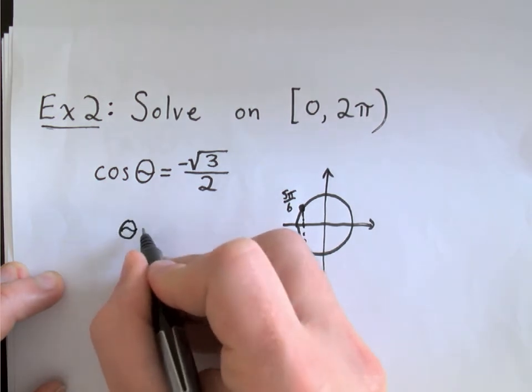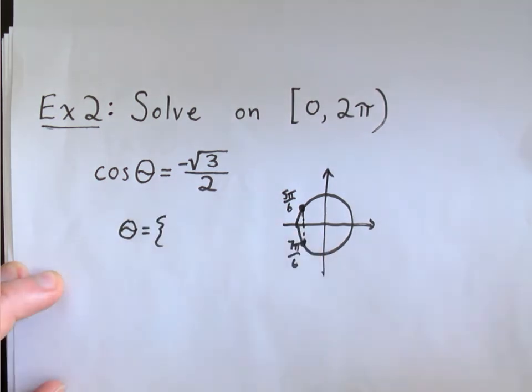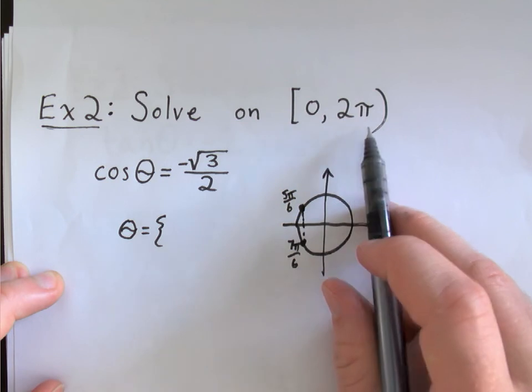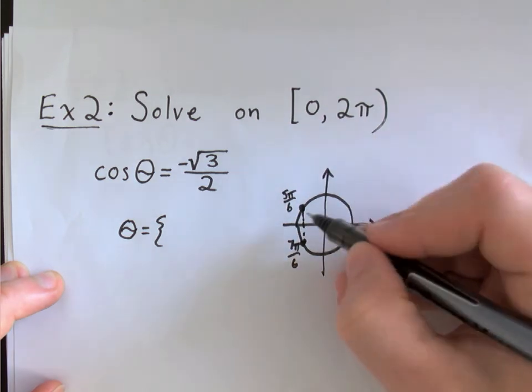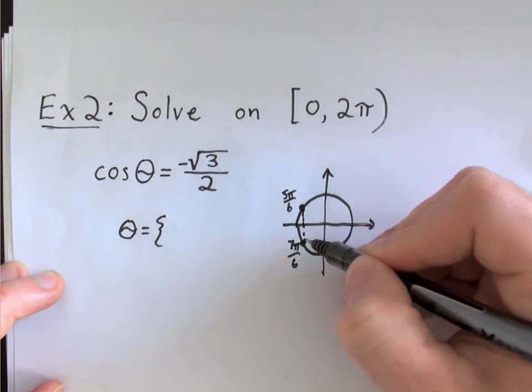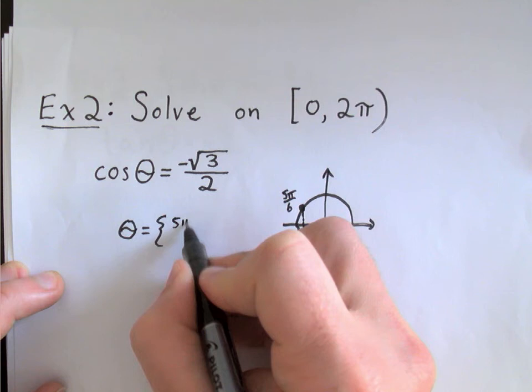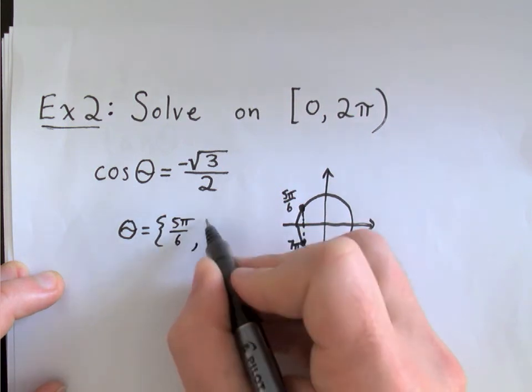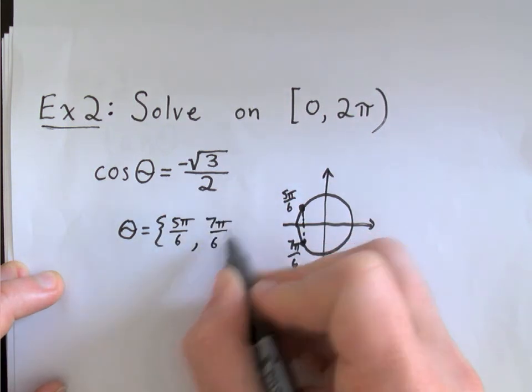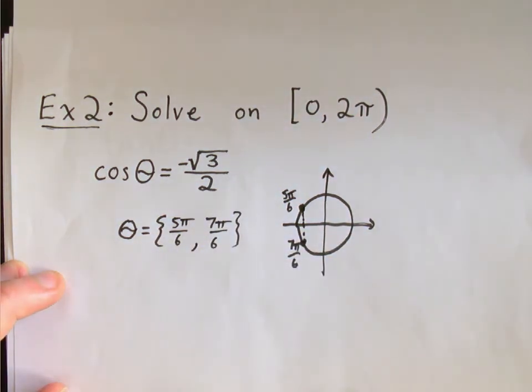Just to note that these problems could be in degrees instead of radians, and then it would say solve on 0 to 360, and then we would say 150 and 210 degrees instead. And those are our two answers for example 2.